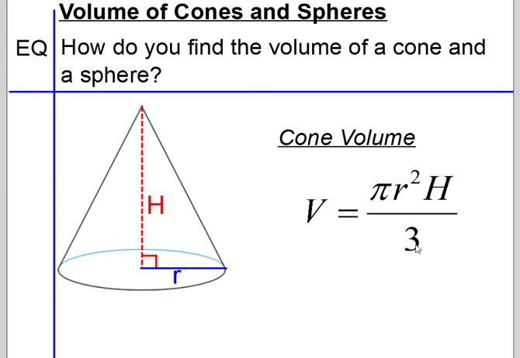A few things to make sure that you realize is that the height of cones always goes perpendicular to the base. So make sure you are always looking at the right line for height. And we are using radius, we're not using diameter. It is divided by 3 because this is not a cylinder, this is a cone.